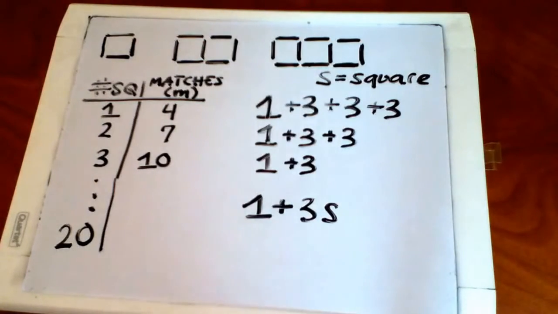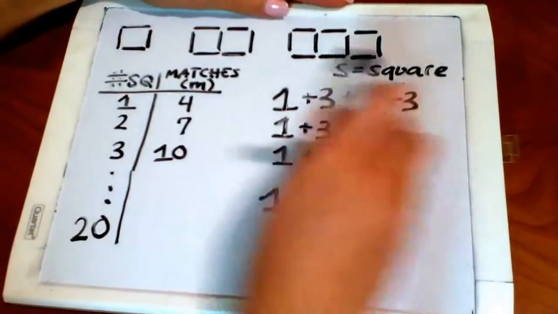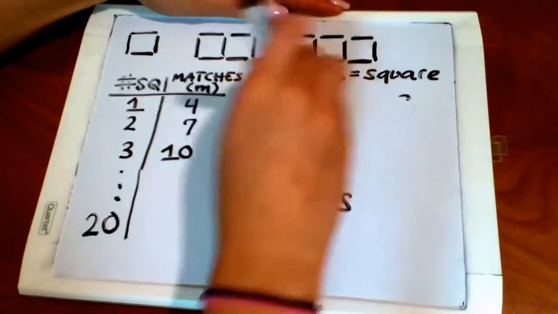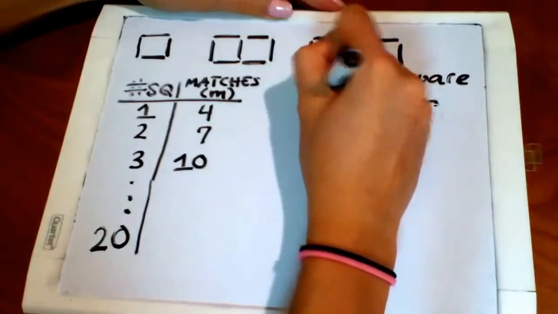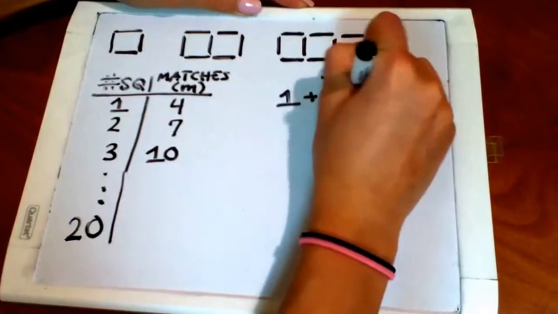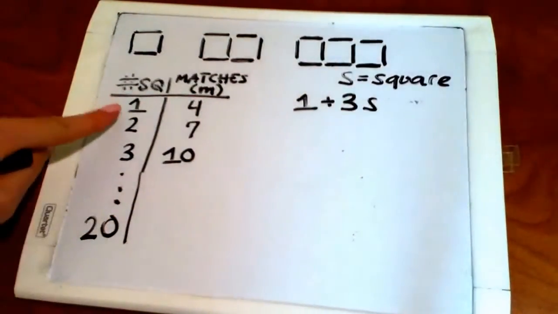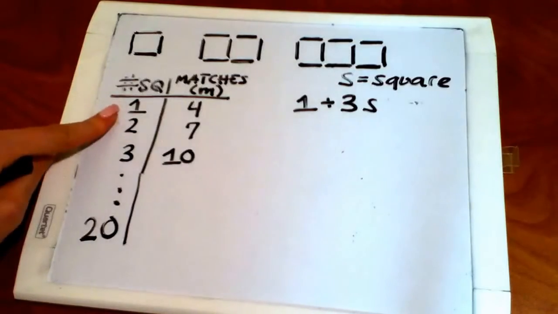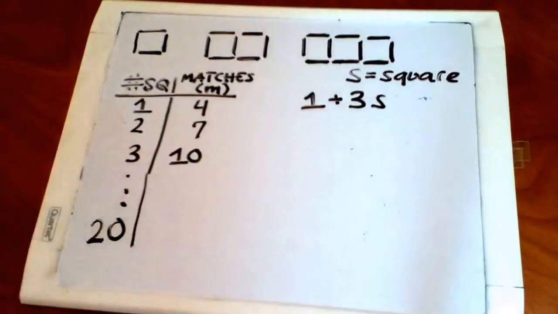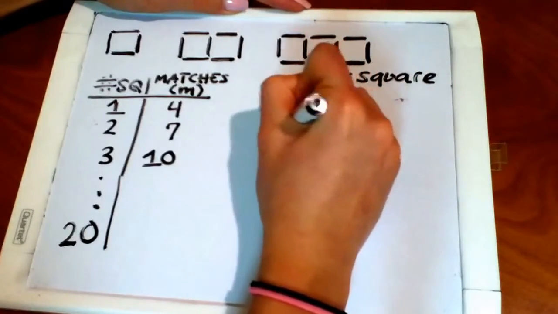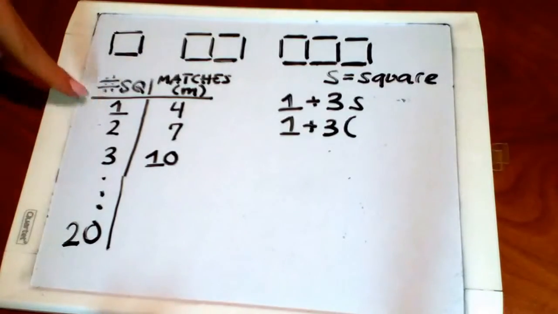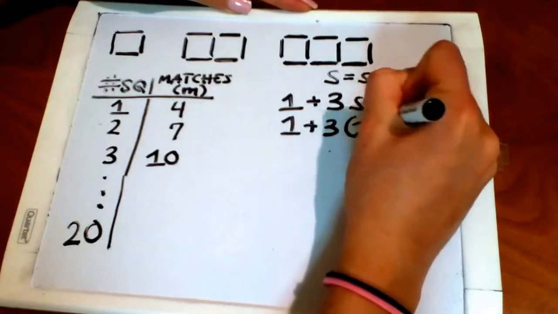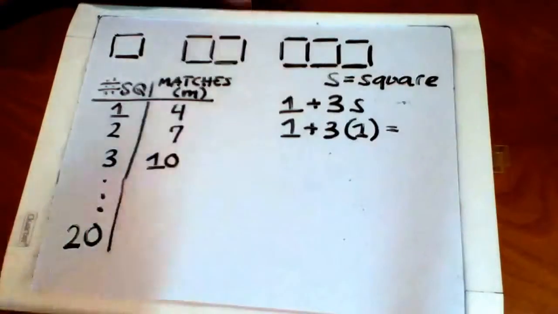So the only way to see if this works is to test it. So I'm going to erase this work over here, and let's rewrite it up here. 1 plus 3S. So first, let's test it on our numbers here. Let's see if when we plug in our amount of squares, we get the same answer. So we'll do the first one. 1 plus 3 times, and our number of squares is 1. And you see that equals 4, which is what we got right here.